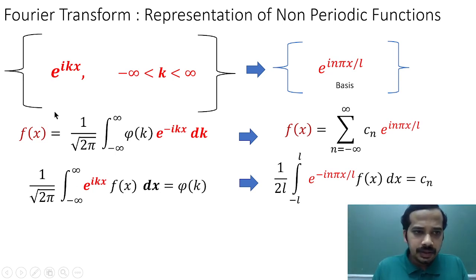The difference here is that our basis, in the Fourier series case, is a kind of discrete basis. In the case of the Fourier transform, our basis is a continuous basis, where k is a continuous variable from minus infinity to plus infinity. You can express any function in the range minus L to plus L in terms of the discrete basis, and any other function in the range of x from minus infinity to plus infinity in terms of the continuous one.